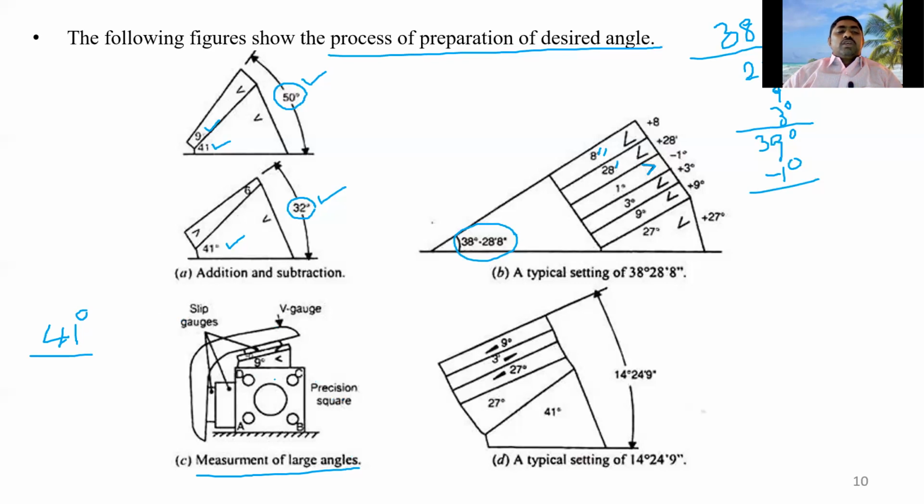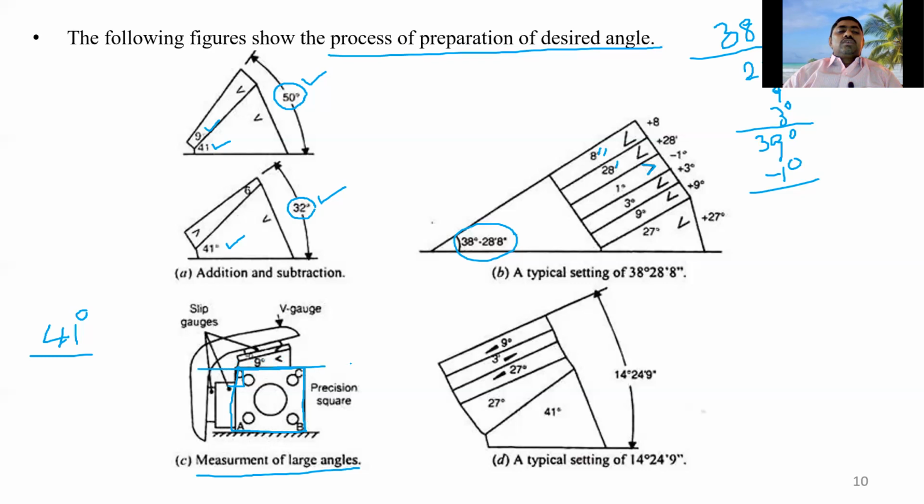But we want to measure angles more than 90 degrees, larger than 41. In those cases, we use the precision square. The precision square makes the angle 90 degrees. So beyond 90 degrees, if you want to measure, you can pile up the angle gauge over the precision square.